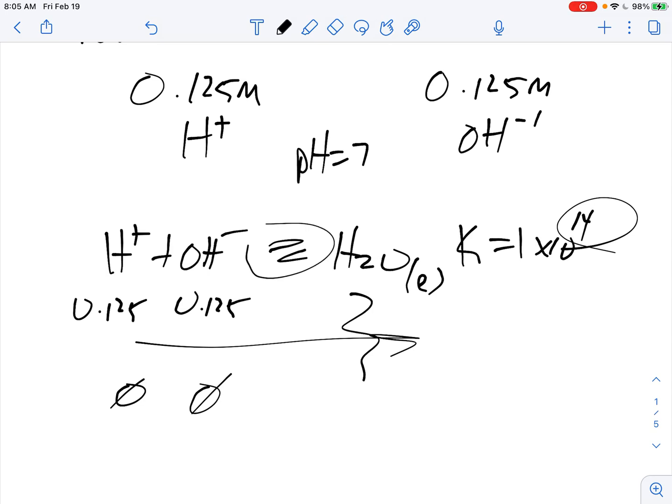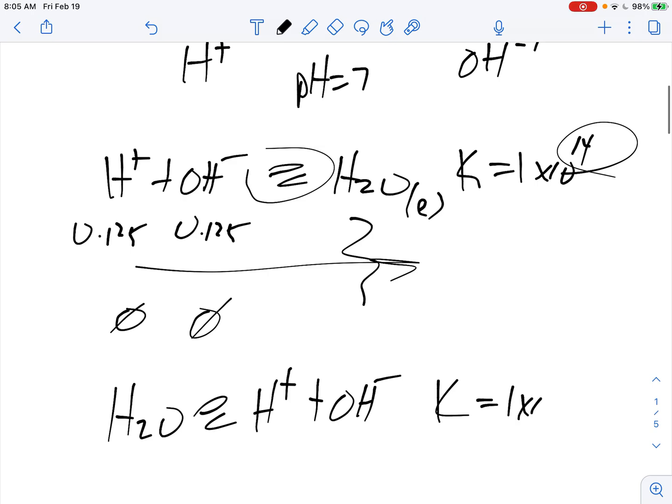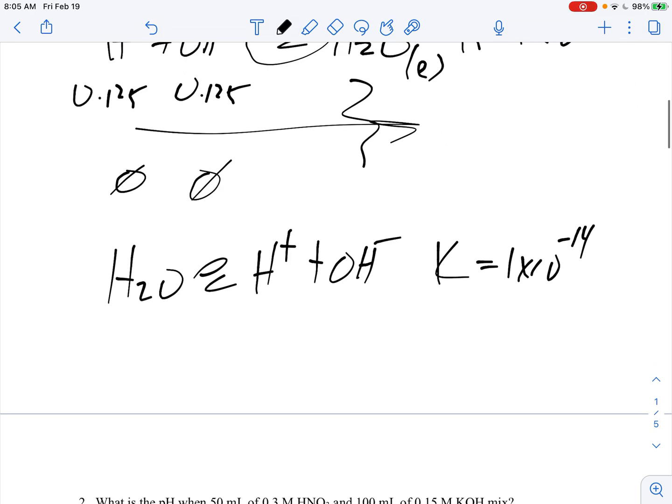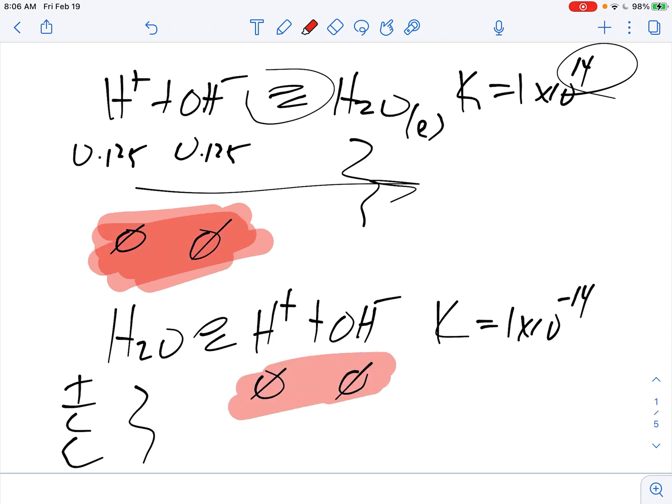And remember, because this flips both ways, you could also then look at it as H2O goes to H+ plus OH- at K equal to 1 times 10 to the negative 14th. And then if you're talking about an ICE situation with none and none, because again, you're starting here with 0, so you're ending up here with 0, and then you're starting here with 0 because you decided to go right to left this way rather than left to right down here.